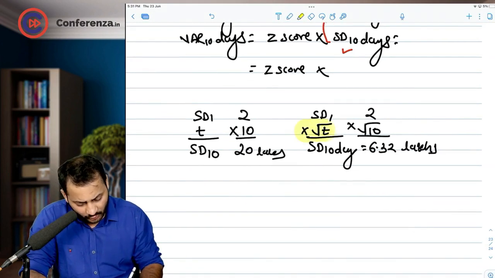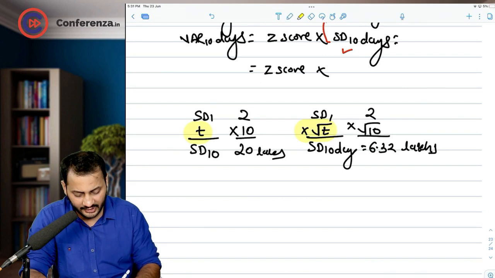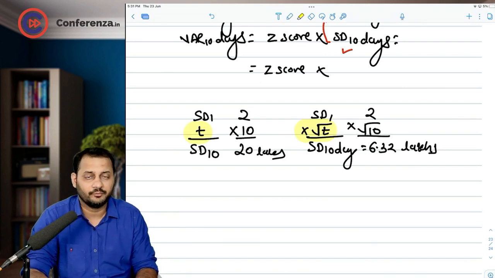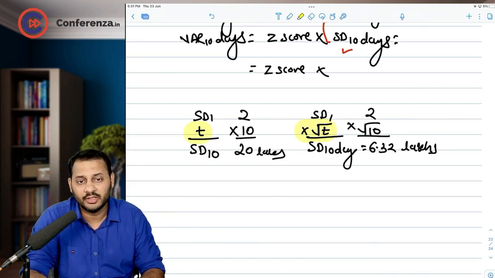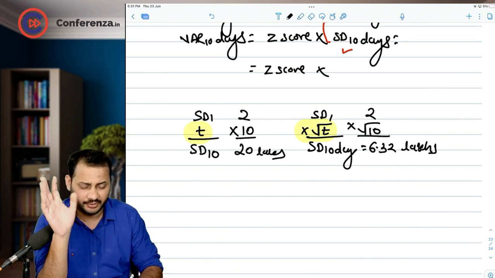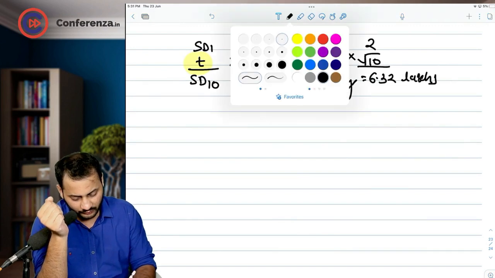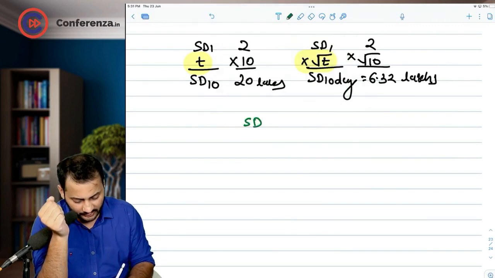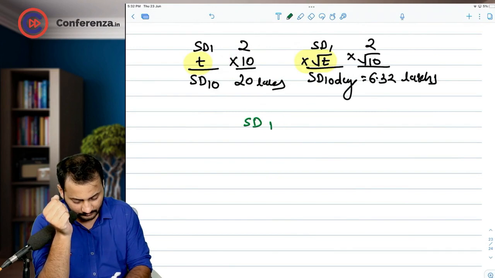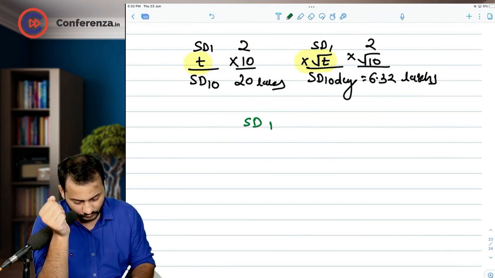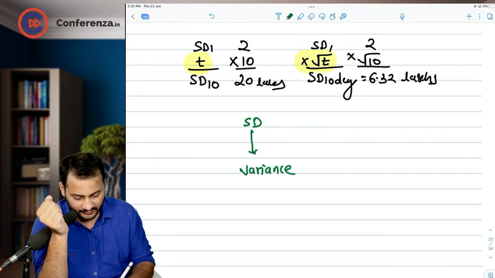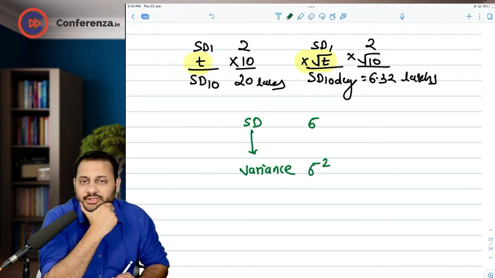Sir, what is the logic of not using t and using under root t while calculating the standard deviation for multiple days? I will just tell you in a minute. Do you know from where the standard deviation is calculated? Standard deviation is calculated with the help of variance. Standard deviation is denoted by this, and variance is nothing but the square of standard deviation.